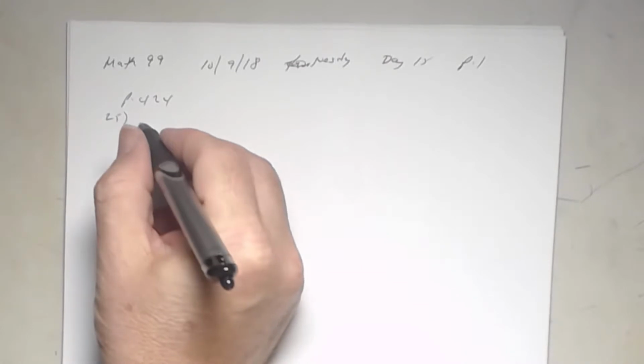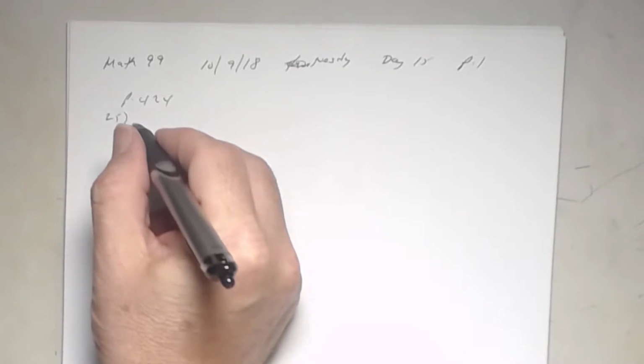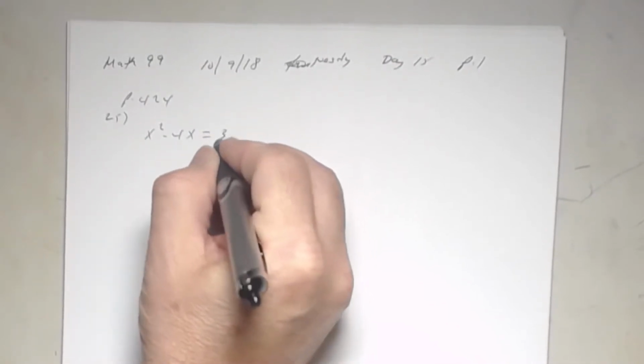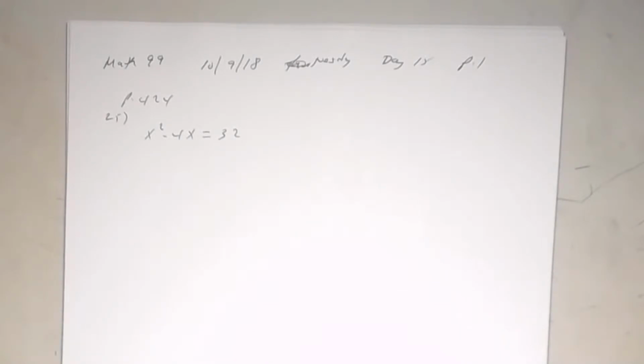Okay, so let's look at this problem. This is number 25, and that's on page 424. You have x squared minus 4x equal 32. All right, so what kind of equation is this? Quadratic. So how are you going to solve this quadratic equation? Put in standard form. Okay. So that means I've got to bring that 32 to the other side.